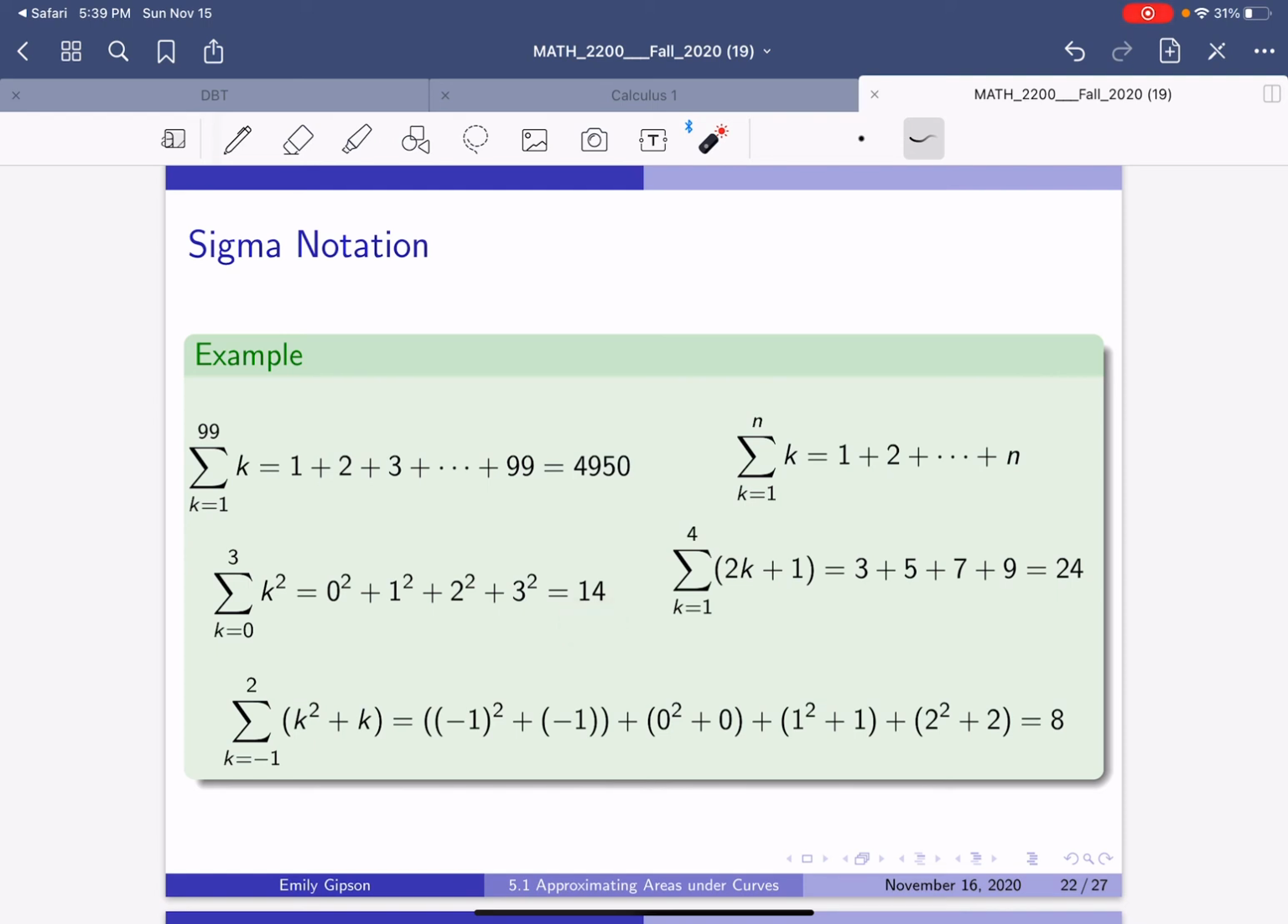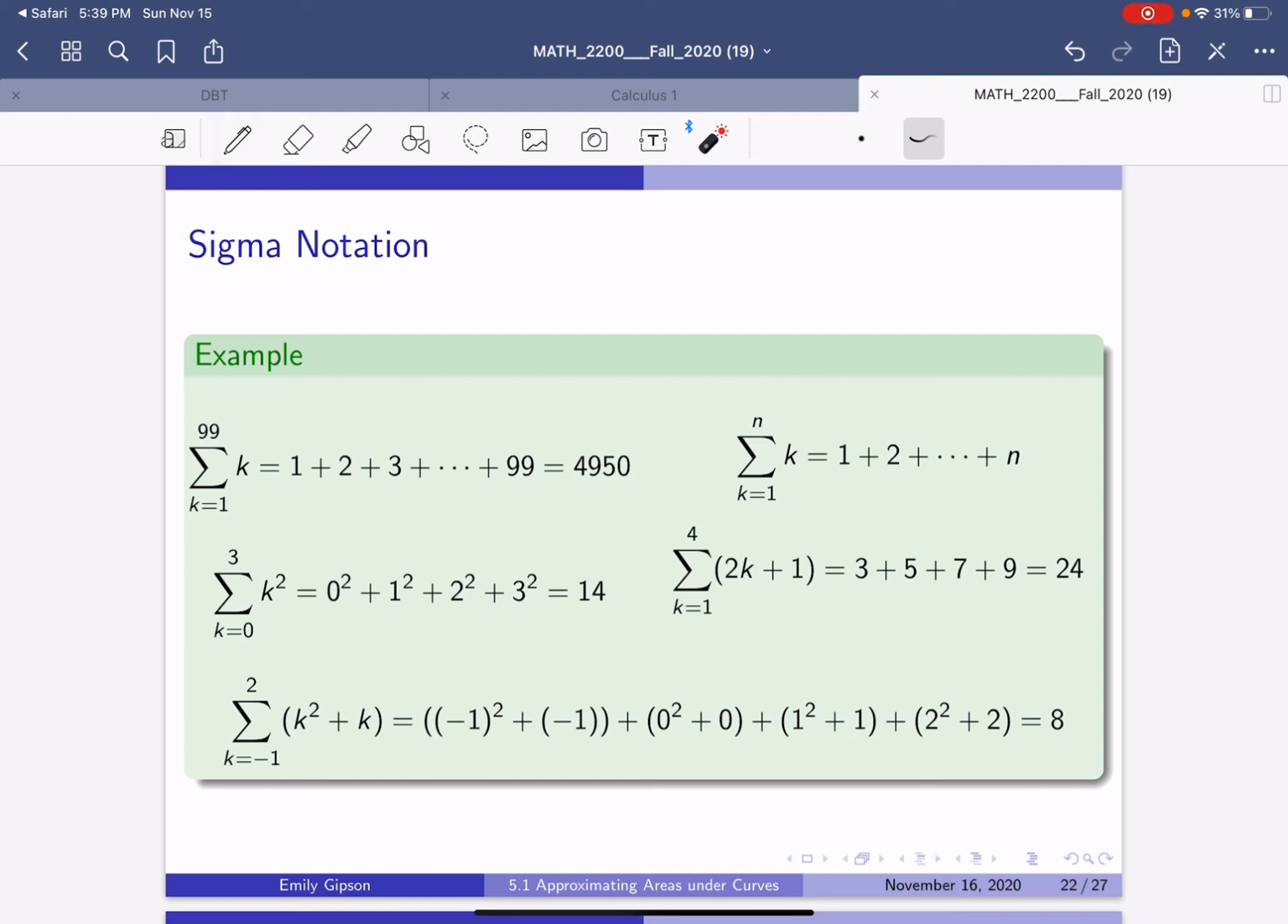I can make something a little bit more complicated, like 2 times k plus the value 1. When I go from k equals 1 to 4, that equals 24. And then finally, I can even start from -1. I can start really from any number I like. It doesn't have to be 1 or 0 or anything like that. It's just whatever happens to be convenient.